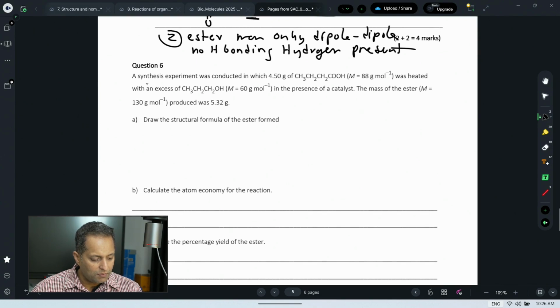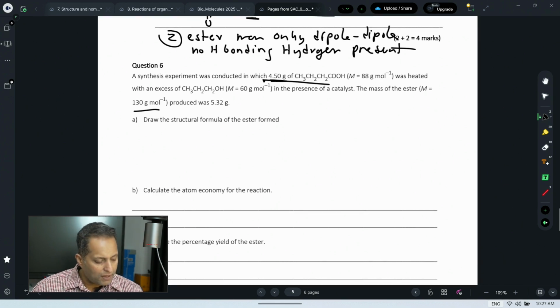A synthesis experiment. What are we synthesizing here? We are synthesizing an ester with a carboxylic acid and an excess amount of alcohol. You've been given the amount of carboxylic acid, so that's going to be our limiting reagent, in the presence of a catalyst. You know what the catalyst is, which is sulfuric acid. The molar mass of the ester is given to you, 130. The product was 5.32 grams. So the ester that was produced was 5.32 grams.